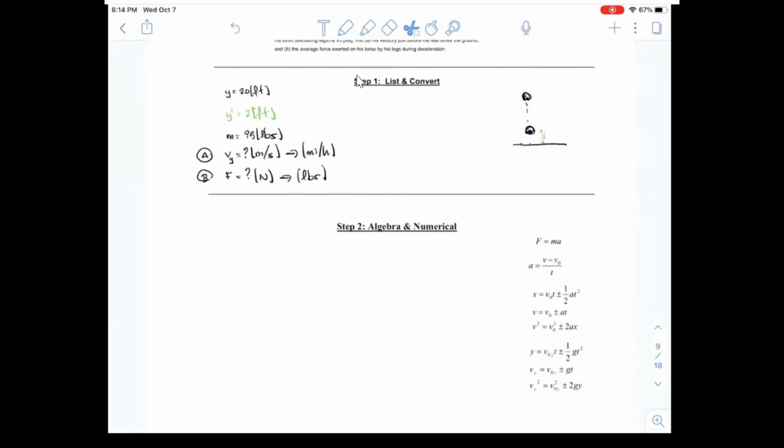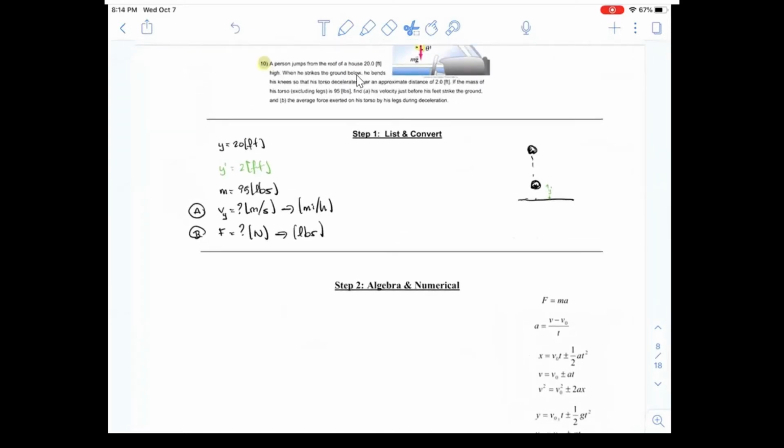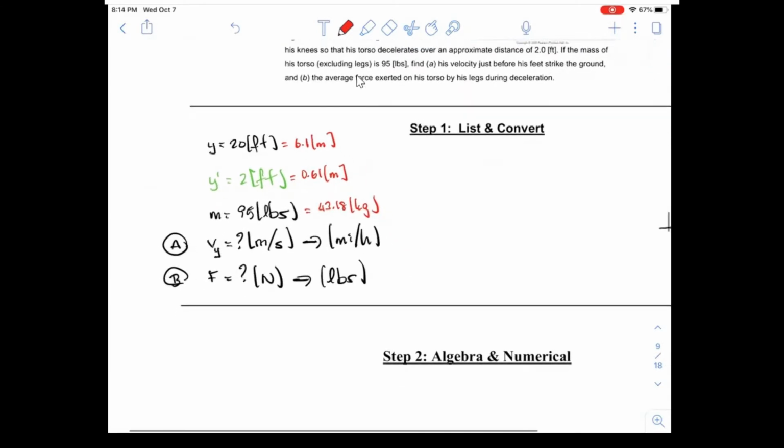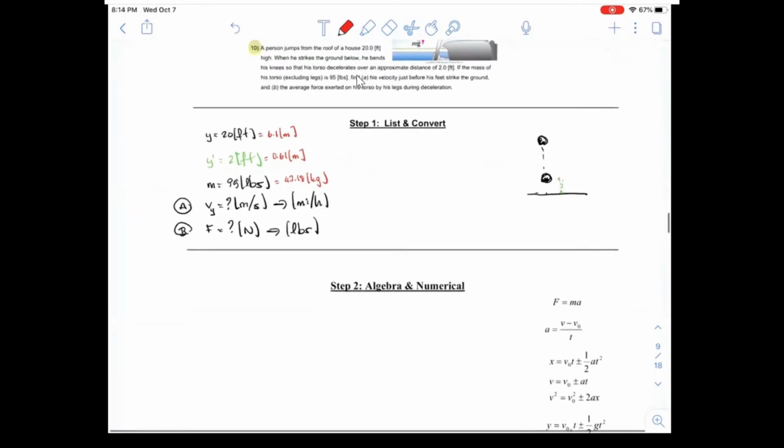Before we go forward, let's do some housecleaning. 20 feet, 2 feet, convert to meters. If you have the numbers, give me the numbers. 6.1 meters. Give yourself 5 points. 2 feet is just a tenth of that. And 95 pounds is 43.18 kilograms. Give yourselves 5 points for every single answer. All right, we did the housecleaning.